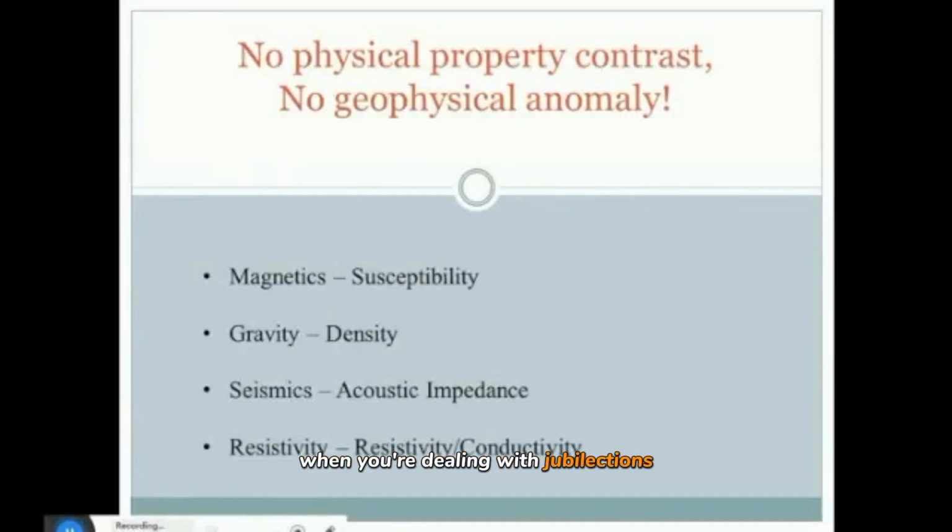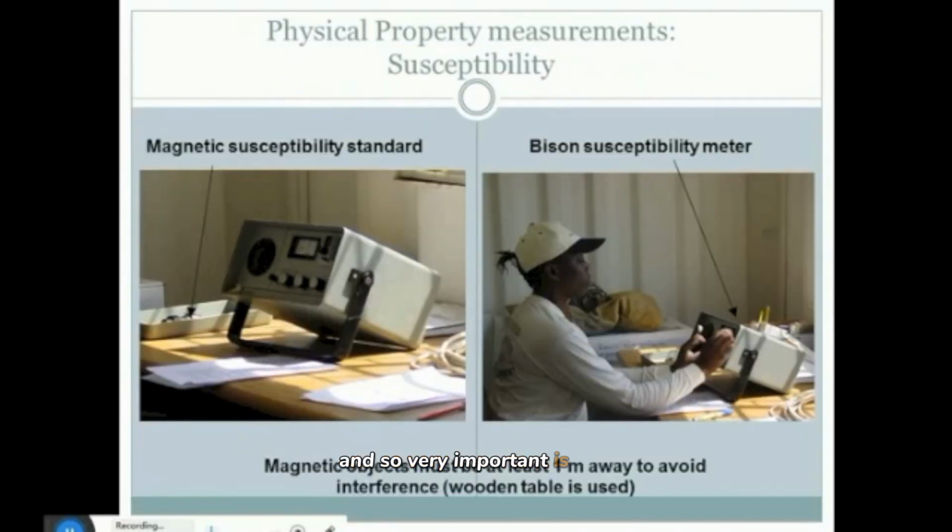When we're dealing with geophysics, we're dealing with physical property contrast. And so we've already dealt with density for gravity, seismics, where we deal with acoustic impedance, and resistivity or conductivity. They're the same thing, just the inverse of each other. And you mentioned that magnetics is susceptibility. And so very important is that you can't do modeling with the software until you know the susceptibility of rocks.